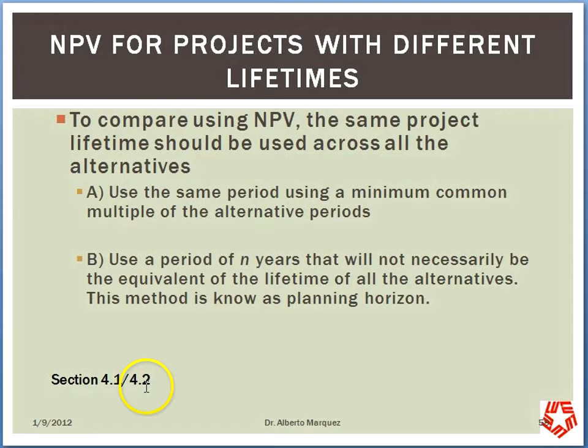Another alternative is to use n years that will not necessarily be equivalent to the lifetime of all the alternatives, and this method is known as a planning horizon, based on policies that the company has, and that's probably the most practical way of doing it.